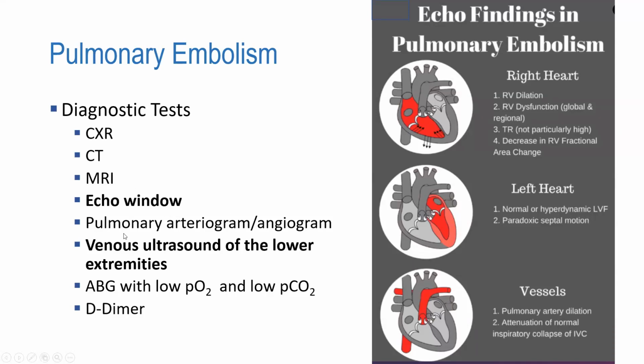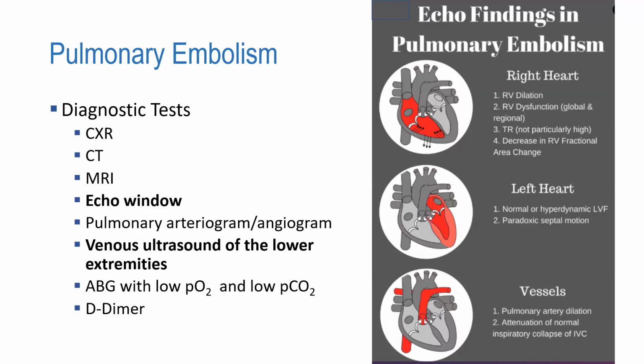And if it's a submassive, and if your pulmonary embolism response team says this is a PE, it's submassive, that patient's going to the cath lab where we're going to do a pulmonary angiogram, which means a PA catheter is going to be placed. We're going to inject dye into the pulmonary vessels.